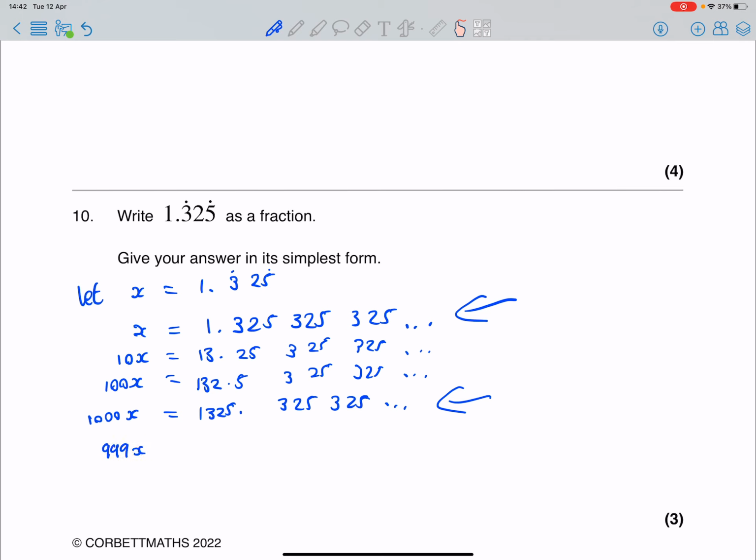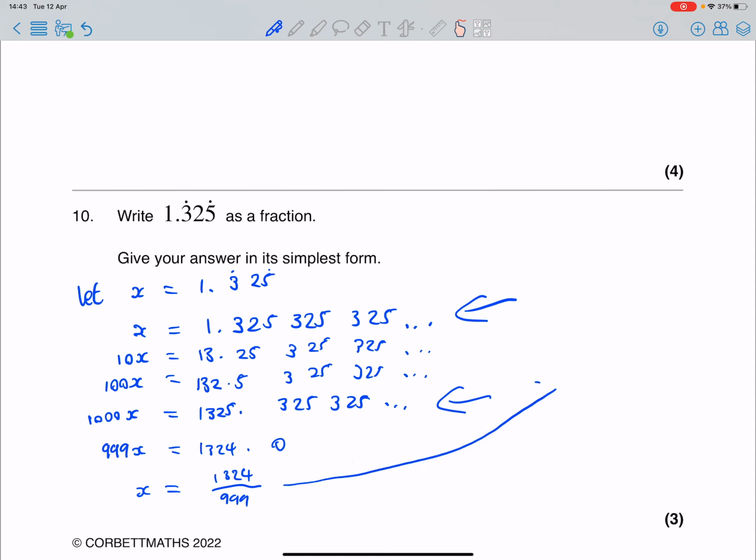If I did 1325.325, take away 1.325, then it's going to be equal to something 0.0, because everything after the decimal point cancels. 1325 take away 1 is 1324. Then, if I'm dividing, I get x is equal to 1324 over 999.